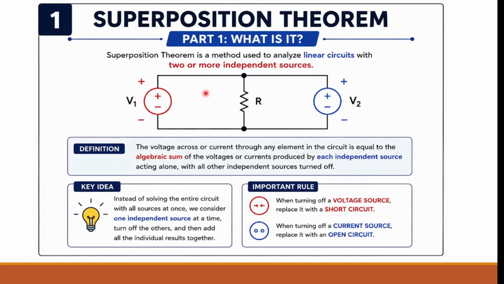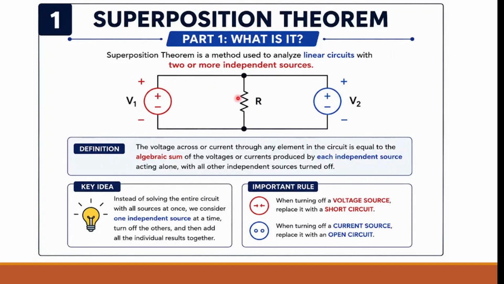So firstly, the superposition theorem is a method used to analyze linear circuits with two or more independent sources, and we do that by eliminating or substituting one source, analyzing the circuit with one source, then eliminating the other source and analyzing the circuit with the other source only. Then after that, we add the contributions of each source.